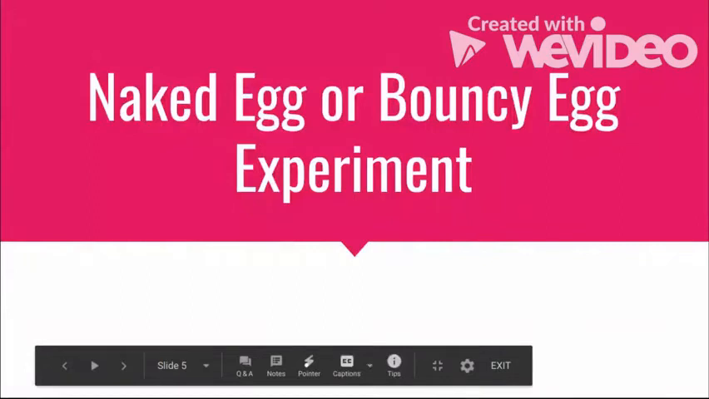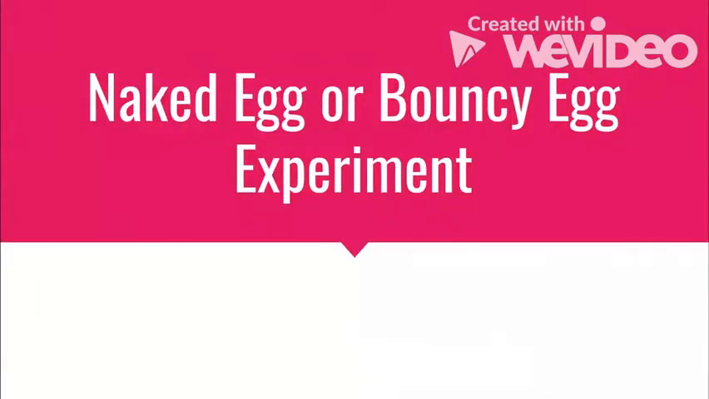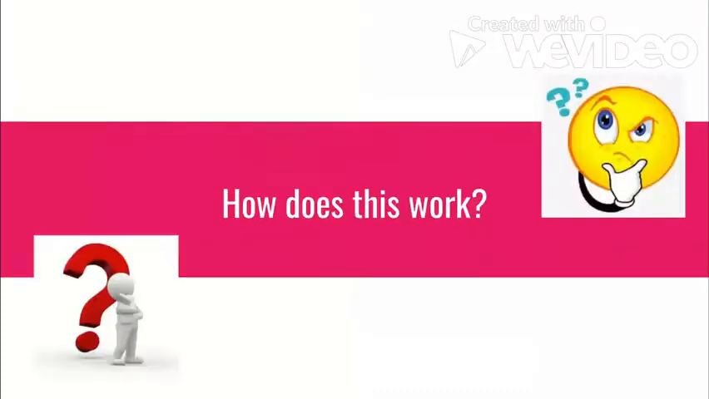For our naked egg or bouncy egg experiment, we started off by putting a regular egg in a jar of vinegar and letting it sit overnight to see what would happen. As we watched our egg go through the process, we started noticing that there were bubbles all throughout the jar and that it seemed like the egg was getting bigger as it just sat in vinegar. Now, you're probably wondering, how does this experiment work? And when do we get to play with a bouncy egg?